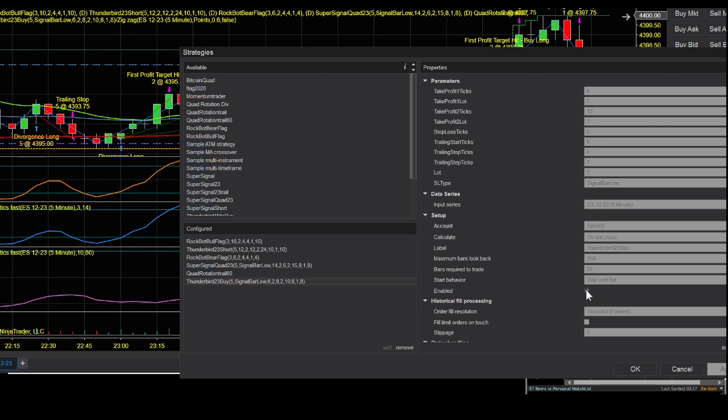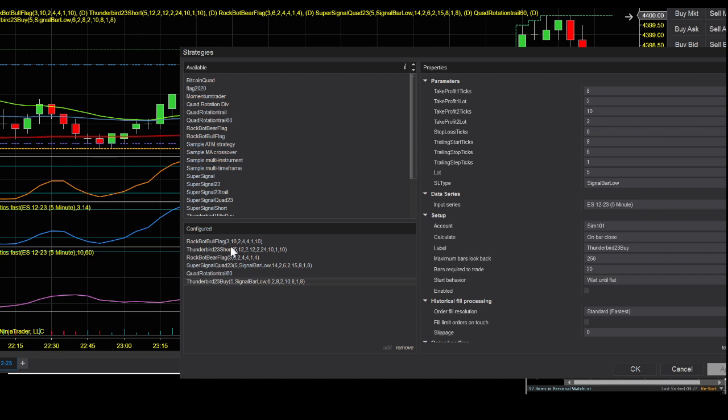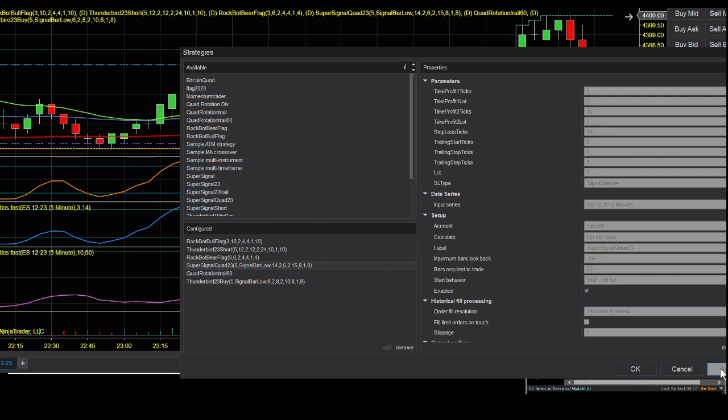You have to always enable it, disable it here. And we're going to go to what's called the Super Signal Quad 23. We're going to click on that. And then we're going to go over here, and I'm just going to keep the defaults in there. We adjust this later on, and we're going to apply that.